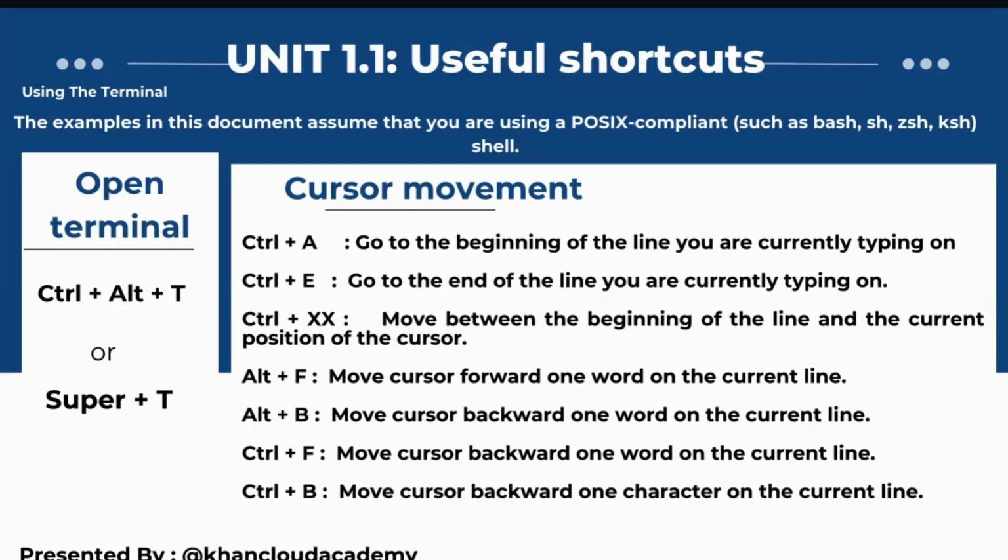Control X, move between the beginning of the line and the current position of the cursor. Alt F, move cursor forward one word on the current line. Alt B, move cursor backward one word on the current line. Control F, move cursor forward one character on the current line. Control B, move cursor backward one character on the current line.